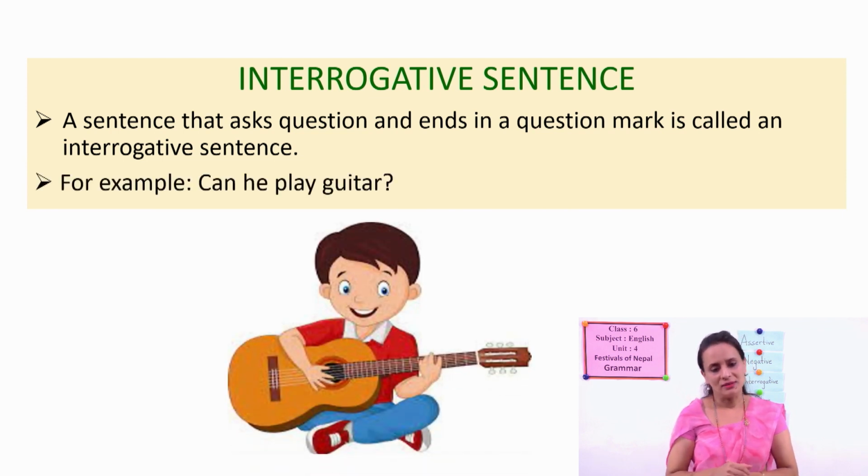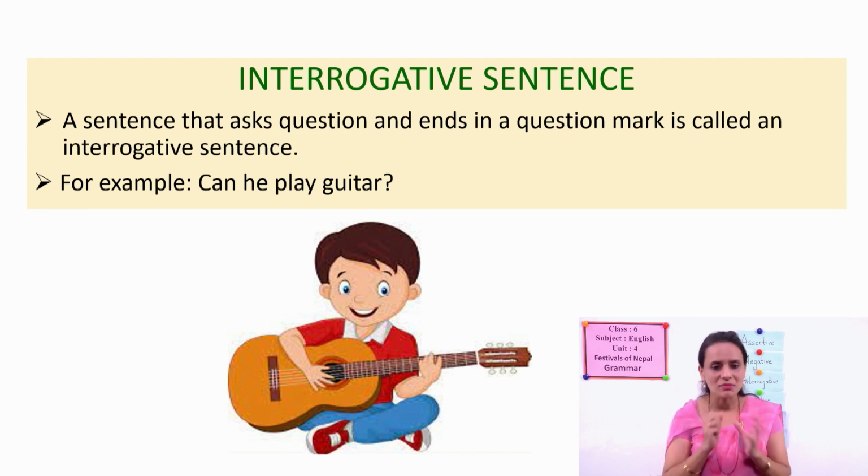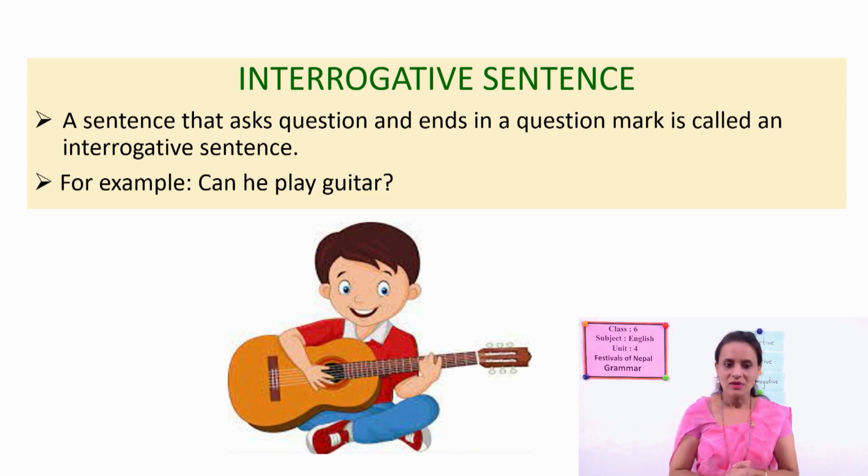For example, can he play guitar? You can see here in the picture also. So, can he play guitar? This sentence is asking a question, isn't it? And it ends in the question mark also. You can see the question mark here. So, a sentence that asks a question and ends in a question mark is called an interrogative sentence. This type of sentences are called interrogative sentences.